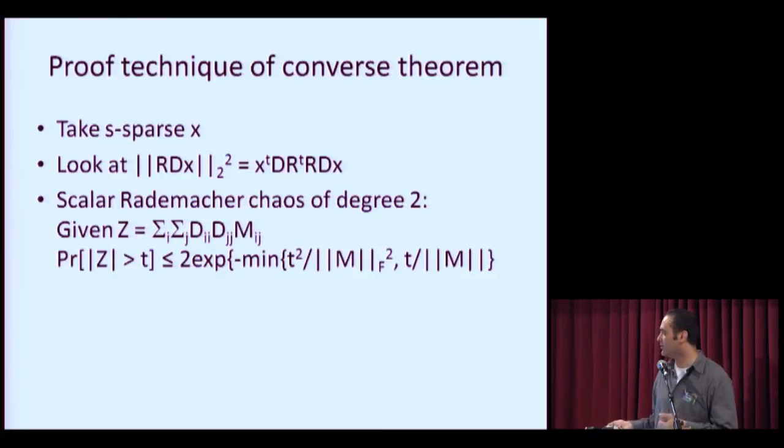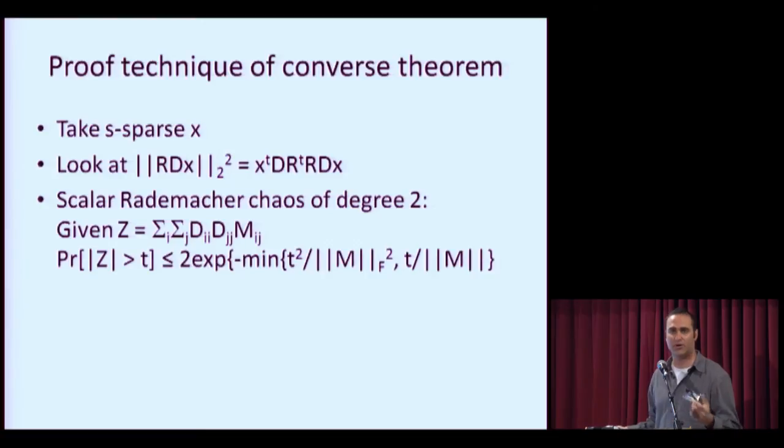Now, this random variable, the probability that it exceeds t, for any real number t, is at most exponent of, so you have these two terms, t squared over the Frobenius norm of the matrix M.